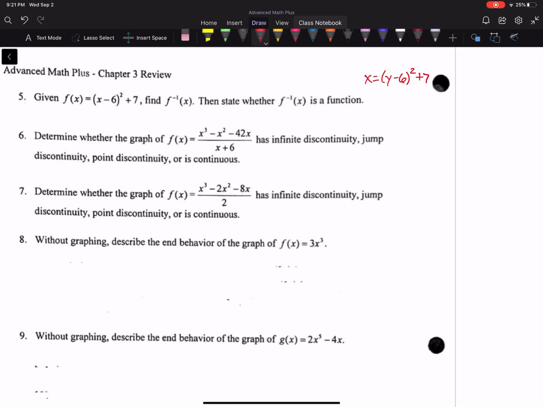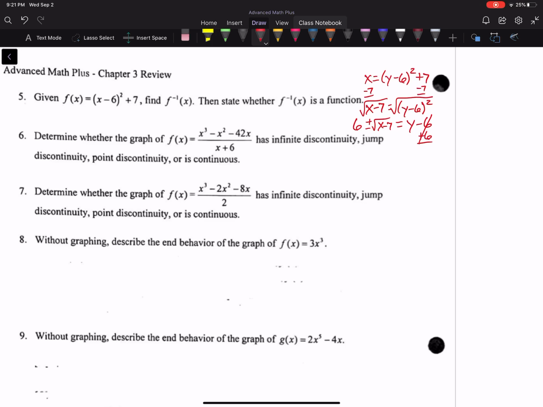And then you solve that for y. So I'll subtract 7 from both sides. X minus 7 equals y minus 6 squared. Take the square root. That will be plus or minus the square root of x minus 7 equals y minus 6. And for your final step, you just add 6 to both sides.